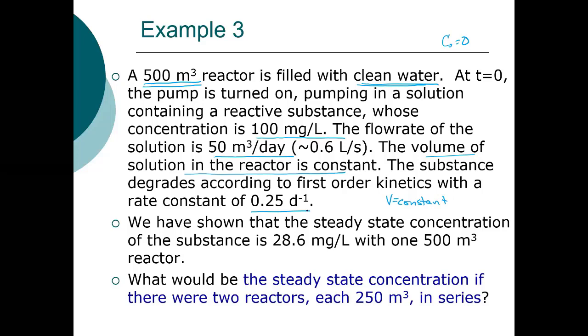Now, we showed that when we had one reactor with 500 cubic meters, the concentration leaving that reactor, we have Cn is equal to 100 milligrams per liter.